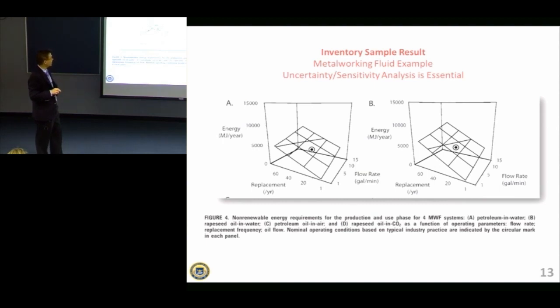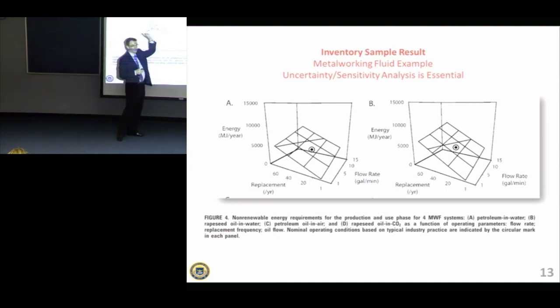And you can see that these two, A is the petroleum-based fluid, B is the vegetable oil-based fluid, they don't look very different. And the bullet in the middle is about what we think is normal, most common. If we were to put a probability density function, the corners are a lot less likely. But we didn't.